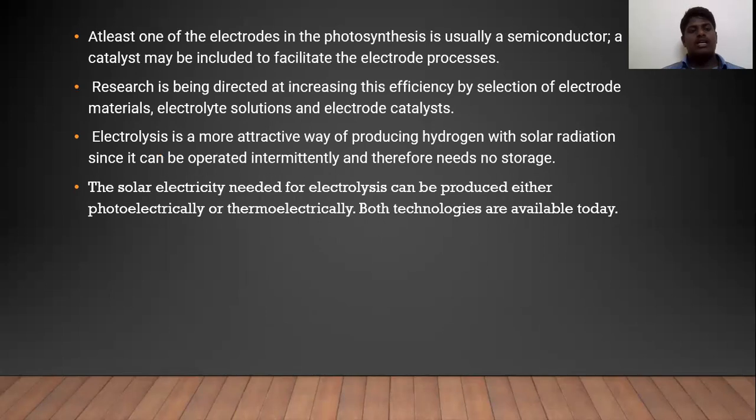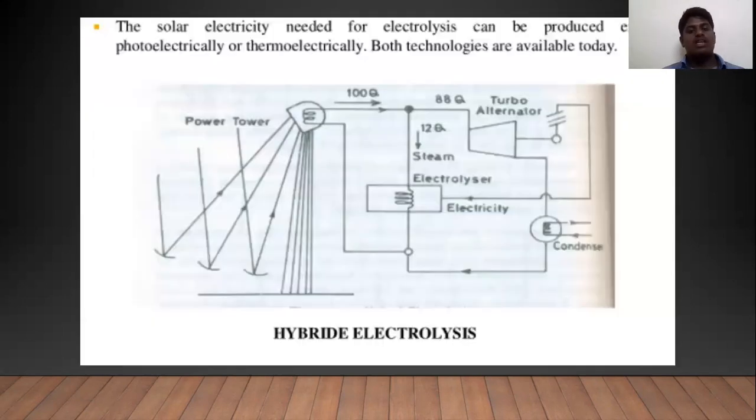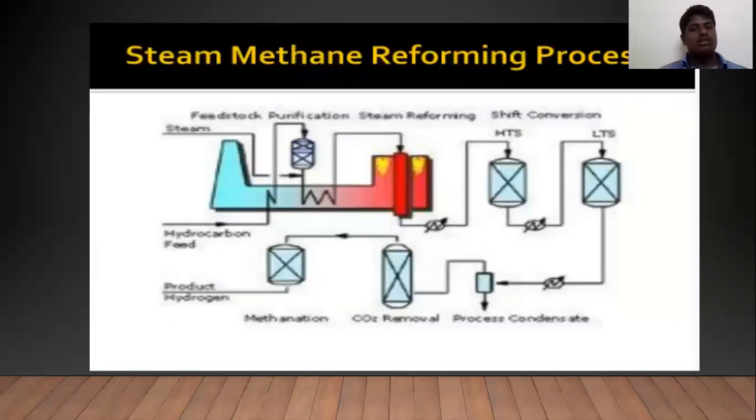Electrolysis is a more attractive way of producing hydrogen with solar radiation since it can be operated intermittently and therefore needs no storage. The solar electricity needed for electrolysis can be produced either photoelectrically or thermoelectrically. Both technologies are available today. You can observe the hybrid electrolysis diagram.